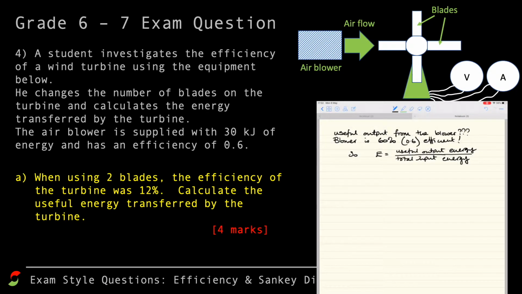So we're going to need to use an equation. The equation is useful energy over total energy. We've got to try and identify all the numbers in here. So this is for the blower. The useful energy output, rearranging this, is going to equal the efficiency times the total energy.